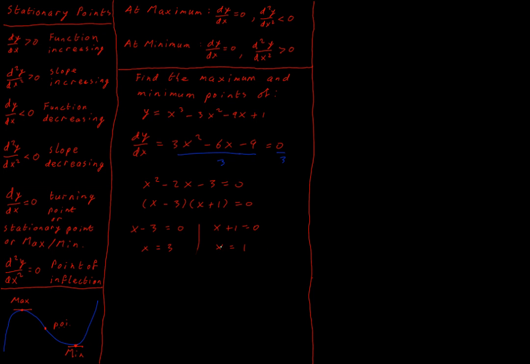x is equal to 3 and minus 1. And what else do I need to find? Well, I'm asked about maximum and minimum points. A point is a word that means I have to get coordinates. So I'm now going to have to go into my original function and find the coordinates of my maximum and minimum, the y values for my maximum and minimum.